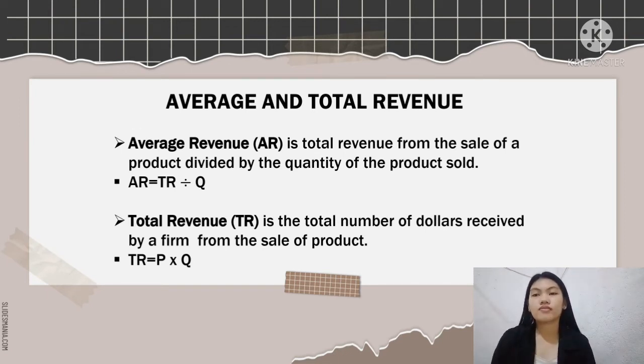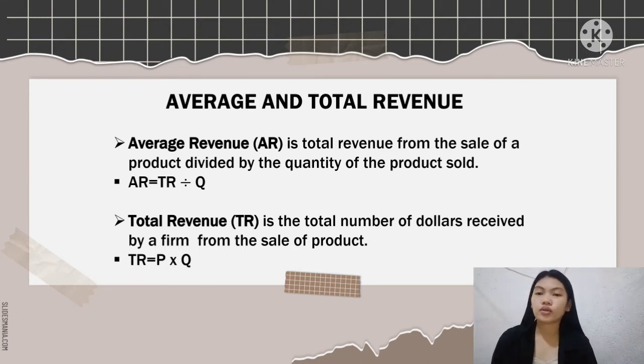So when we say average revenue, it shows how much revenue there is per unit of output. In other words, it calculates how much revenue a firm receives on average from each unit of product they sell. To calculate the average revenue, you have to take the total revenue and divide it by the number of output units.